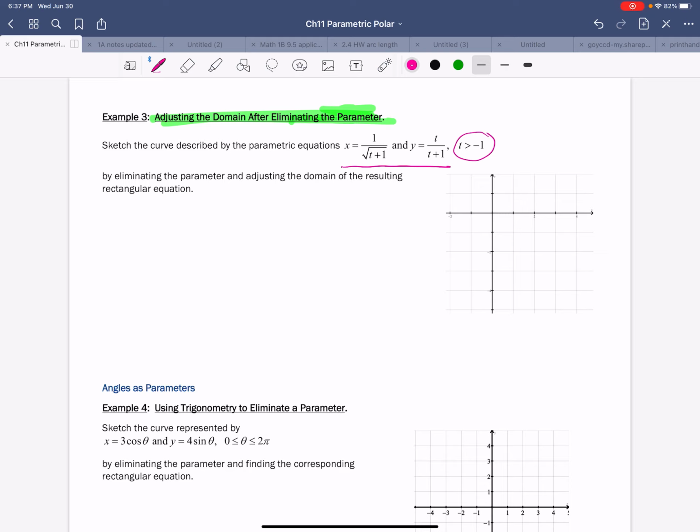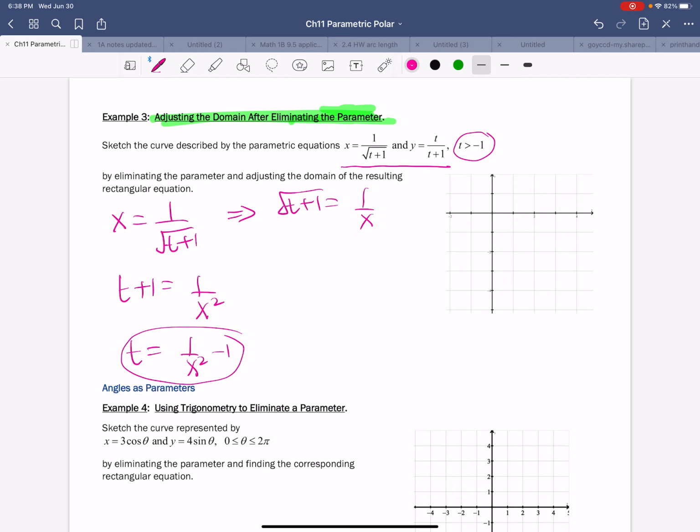So let's go ahead and eliminate the variable t. Which one is easier? We're given x is equal to 1 over the square root of t plus 1. From here we can say x times the square root of t plus 1 is equal to 1, so the square root of t plus 1 is 1 over x. Go ahead and square both sides. No more square root when we square both sides. t plus 1 is equal to 1 over x squared. t is equal to 1 over x squared minus 1.